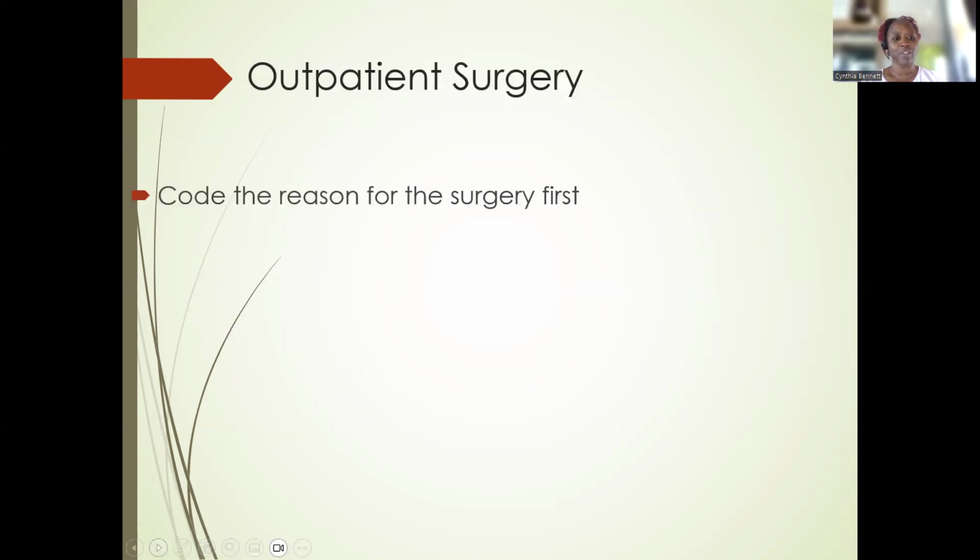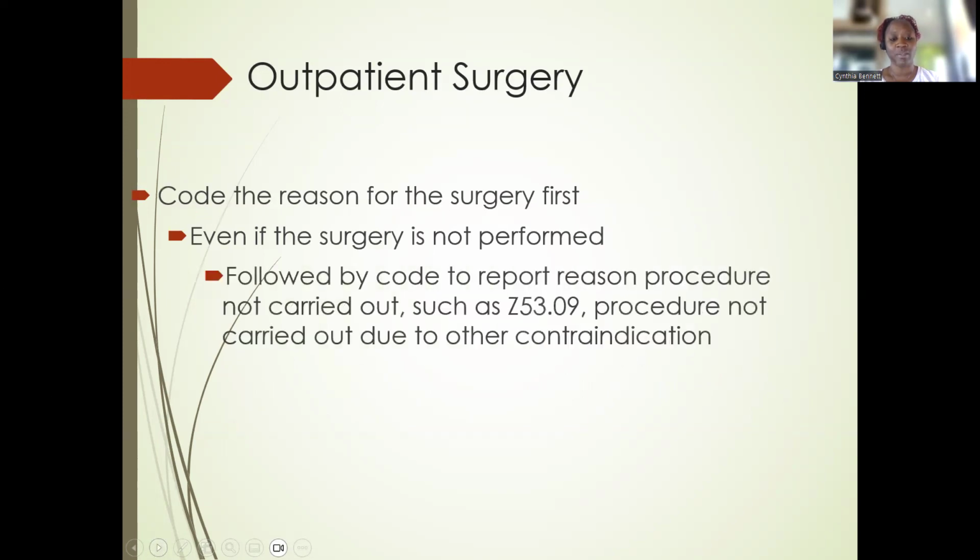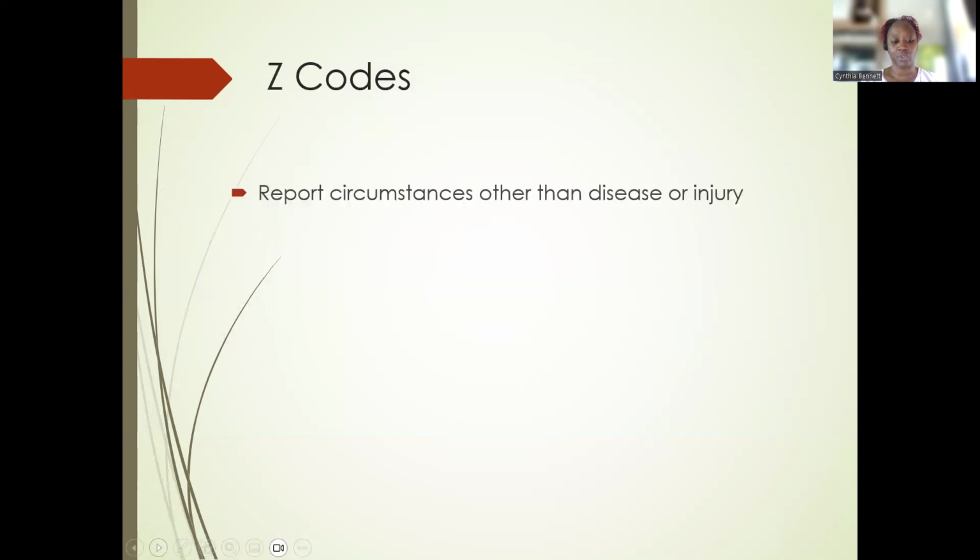Outpatient surgery. We're going to code the reason for the surgery first. If the surgery is not performed, this is followed by the code to report the reason for the procedure and the reason why it was not carried out, such as Z53.09, procedure not carried out due to contraindication. There will be times where that may happen, and we'll have to assign those codes.